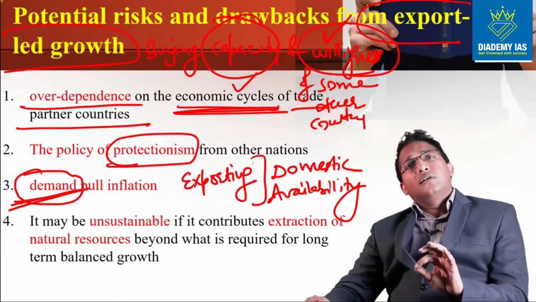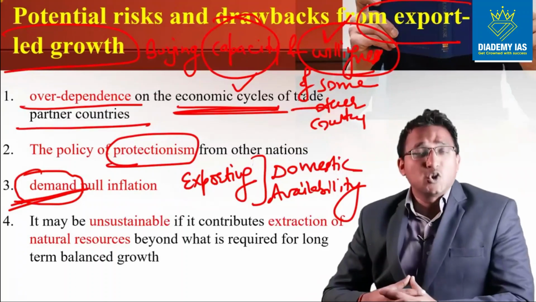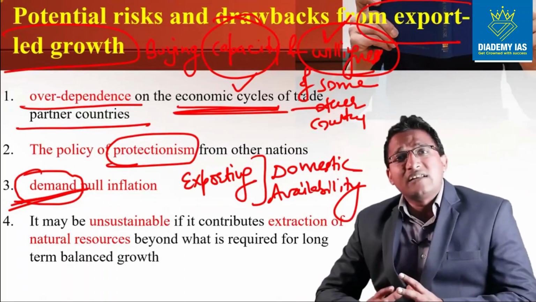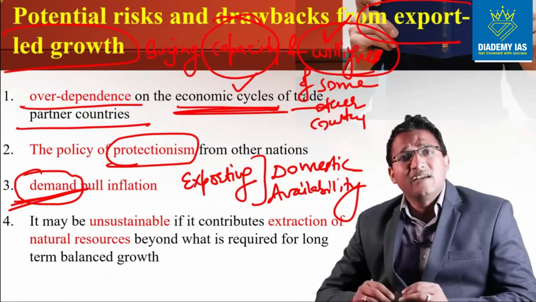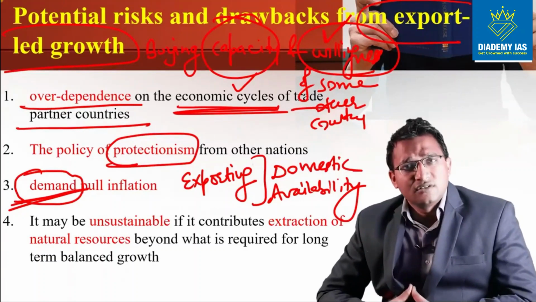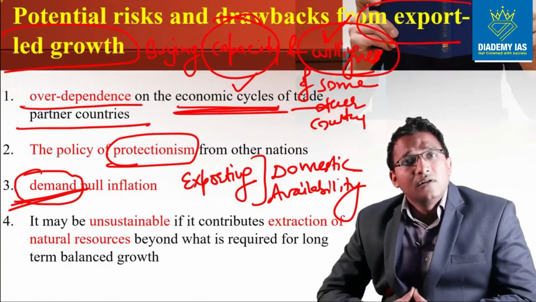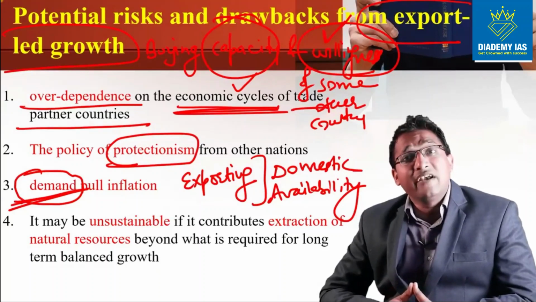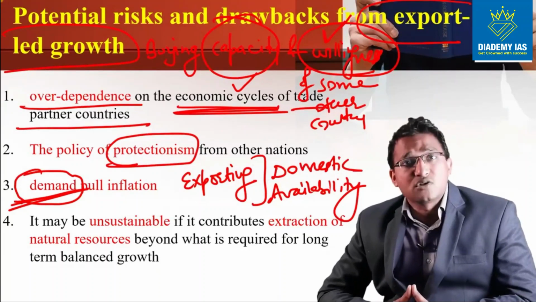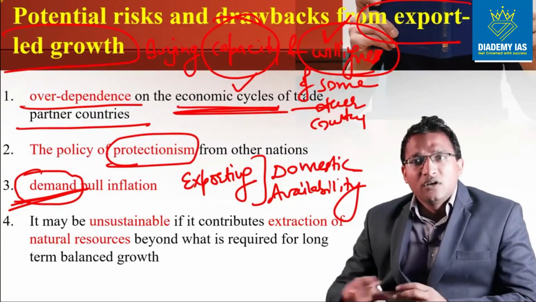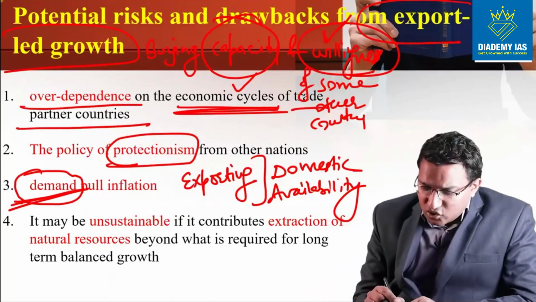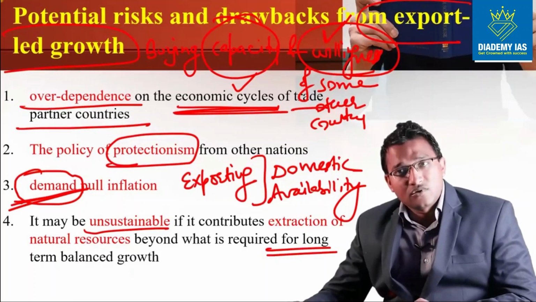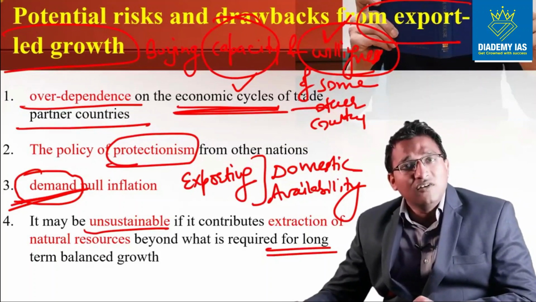Then more and more export can actually be harmful for the local resources. So if some country is having high natural resources and it is exporting all of its natural resources, then at one point of time it will be completely insolvent. It will be dependent upon the other country for the same resource which it was exporting. So this unsustainable extraction of the natural resources can actually impact the long-term balanced growth. So these are the potential risks and drawbacks from the export-led growth.